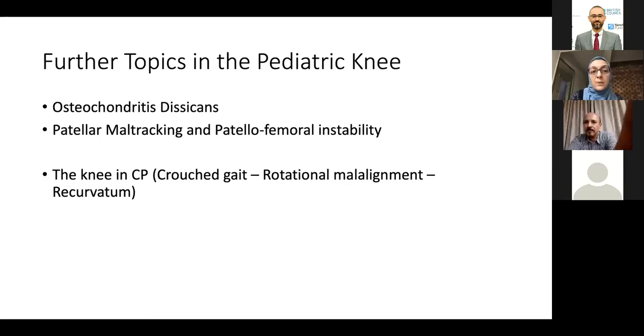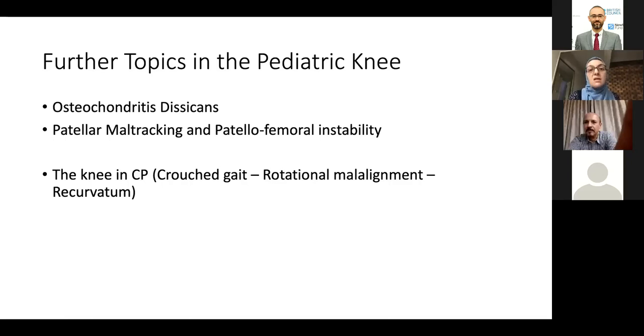I'd like to recommend further specialized issues in the pediatric knee, like osteochondritis dissecans, patellar maltracking, patellofemoral instability, and the big issue of knee problems with CP. The knee carries the burden of those ambulatory CP children who get a little older and a little heavier, and then they crouch.